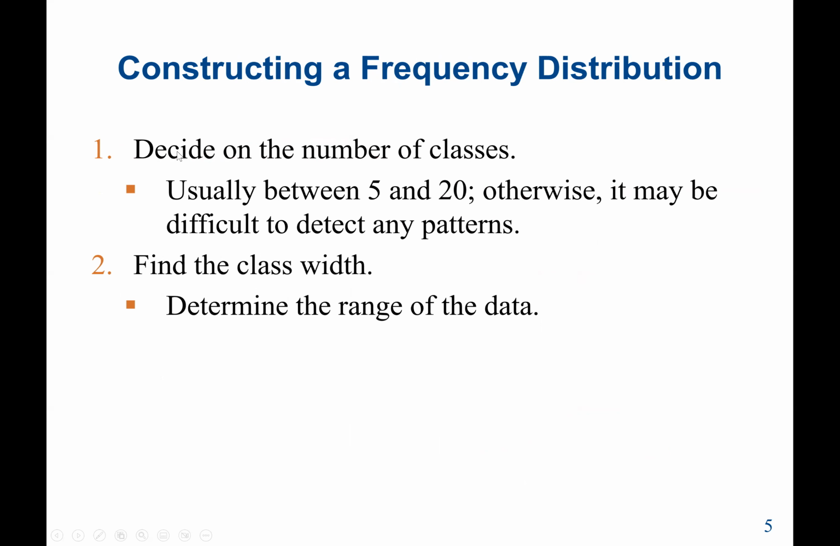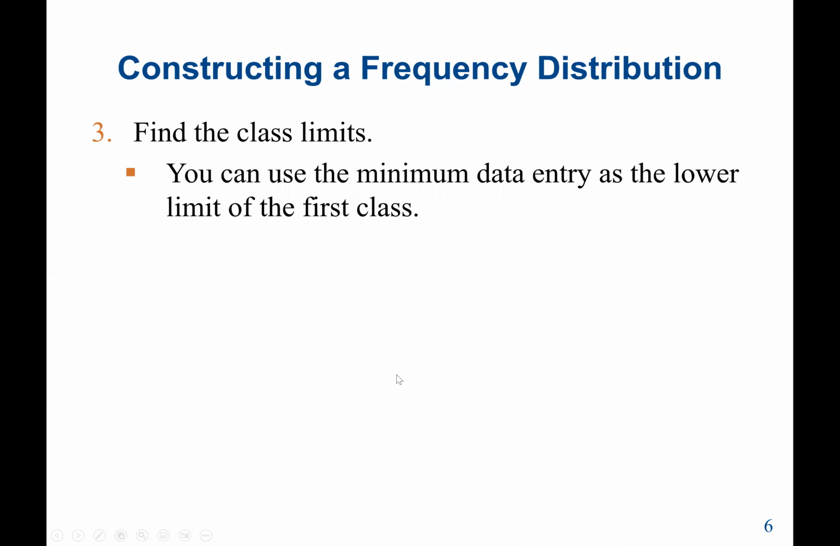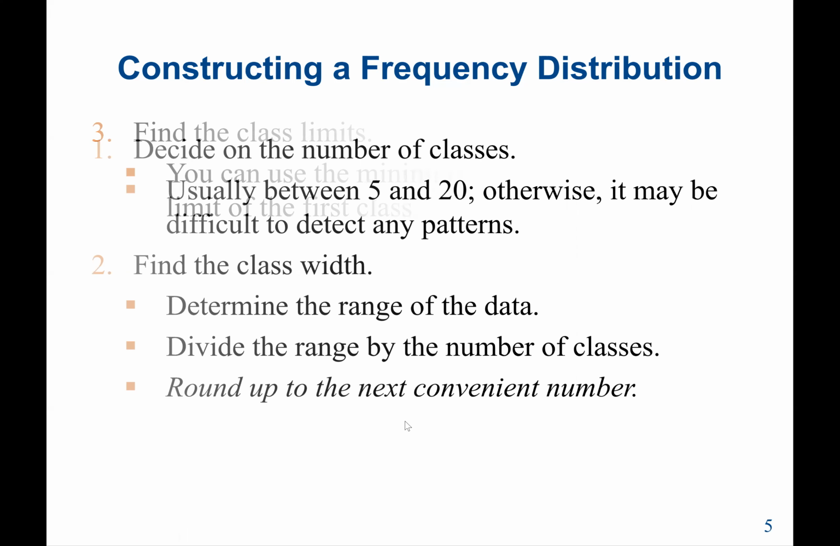So the first thing we do, again, is decide on the number of classes. Now, if we know the number of classes, then we can find the class width. The class width will be determined by the range of the data. The range of the data is the difference between the maximum and the minimum value. Then we divide the range by the number of classes that we decided in the first step.